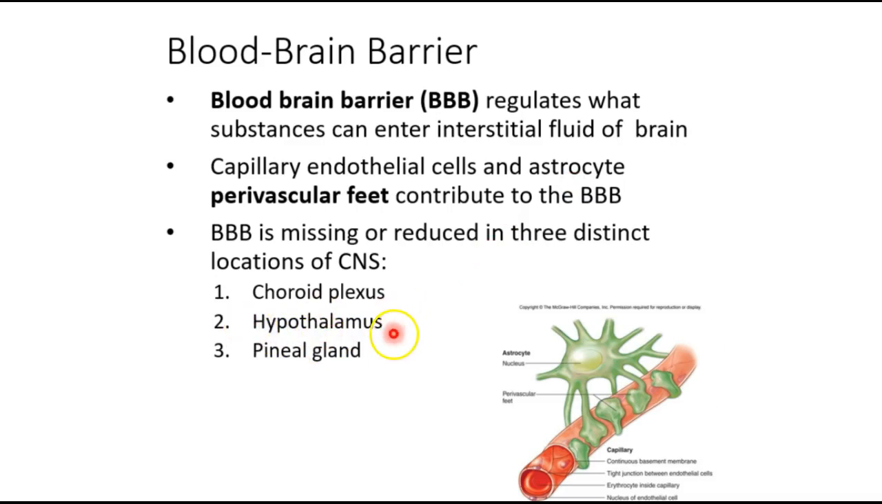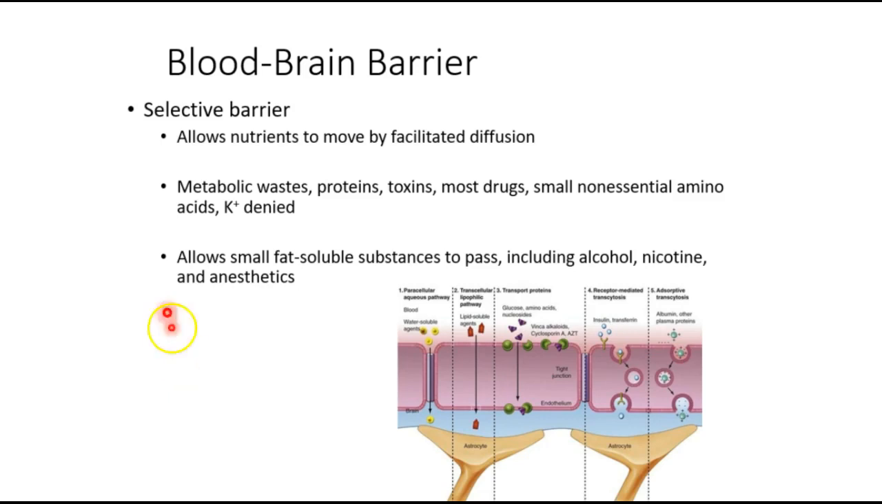Parts of the hypothalamus, and there's actually a part of the brainstem as well. Again, your hypothalamus is going to have to detect your internal state. Are you hungry? Are you thirsty? Is there too much carbon dioxide? And then the pineal gland as well, which we're not going to worry about. We'll talk about the pineal gland, but not in terms of the blood-brain barrier.